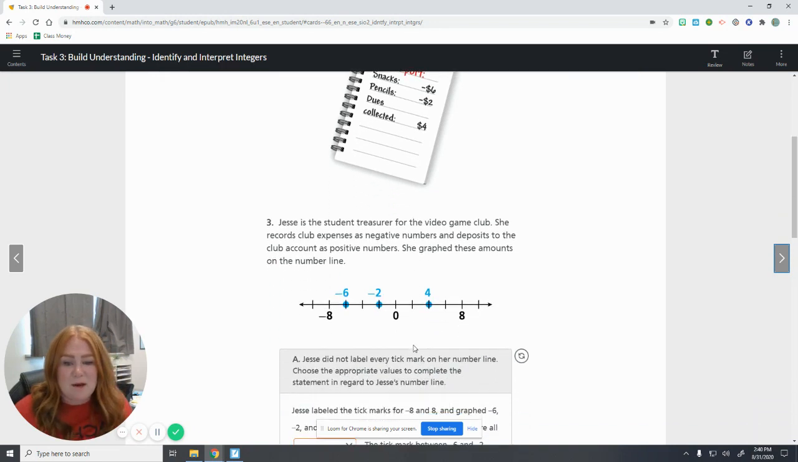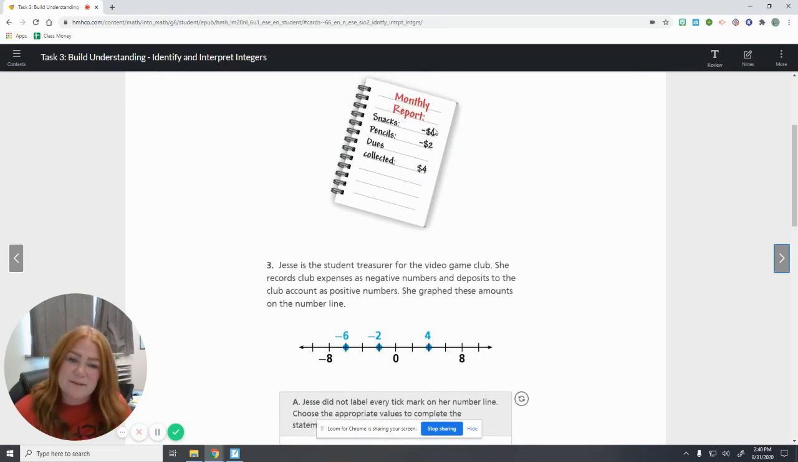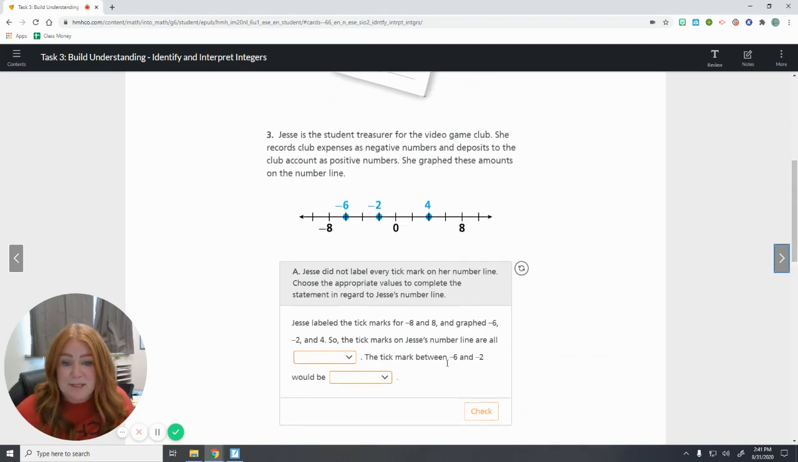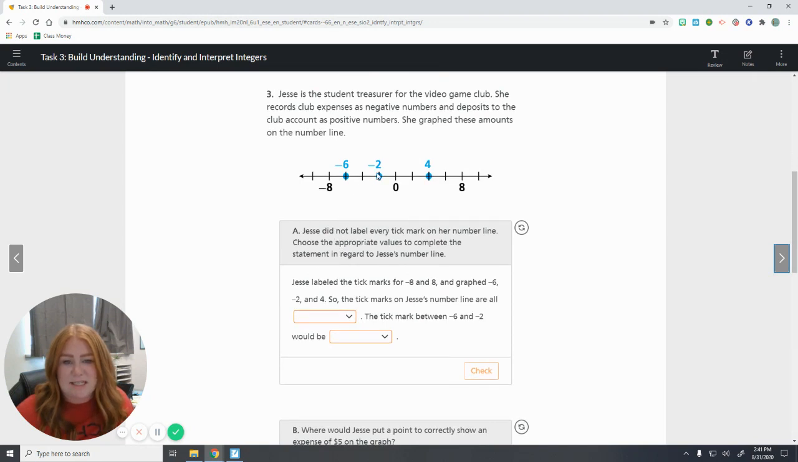So she graphed these on our number line here. So we can see a -6 they spent on snacks, -$2 on pencils, and then the members paid $4. They have a -6, a -2, and $4 that they paid. So you can see here that Jessie did not label every tick mark on her number line. So we're going to think through and see, she just numbered the 8s. She numbered 0 and 8 and -8, and then graphed -6, -2, and 4.